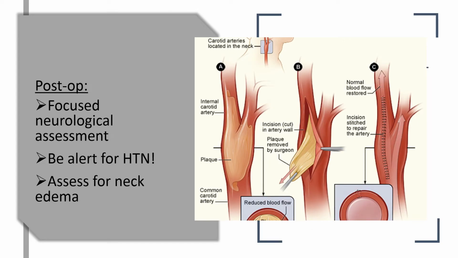A carotid endarterectomy is removal of an atherosclerotic plaque or thrombus from the carotid artery, and you can see that being done on the pictures on the left. Post-operatively, nursing responsibilities are first a focused neurological assessment. They are done frequently along with their vital signs. We have to really be alert for the risk of hypertension, and we have to assess the neck for edema and an incisional hematoma. And we'll go into a little further depth with those during lecture.